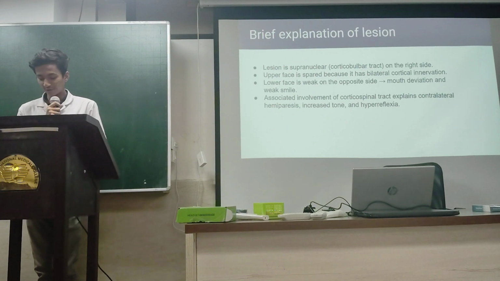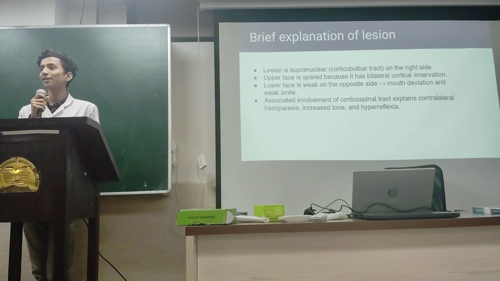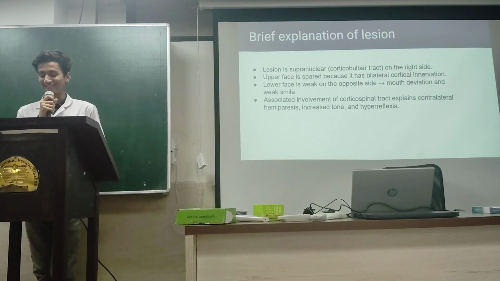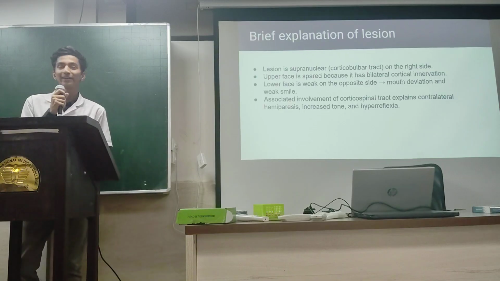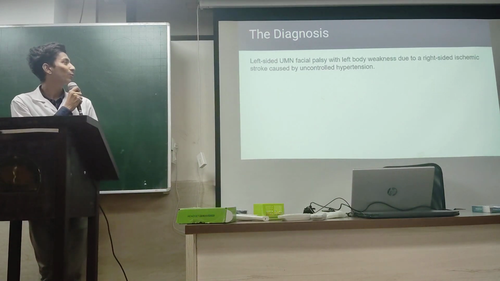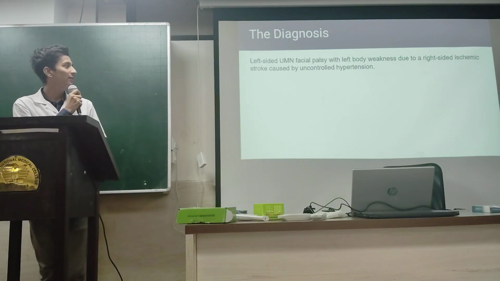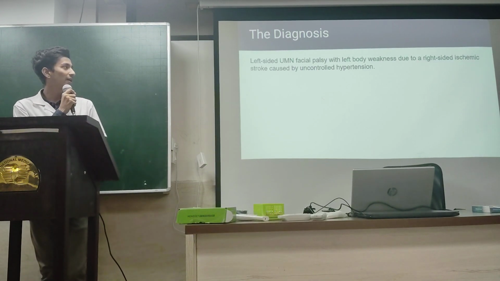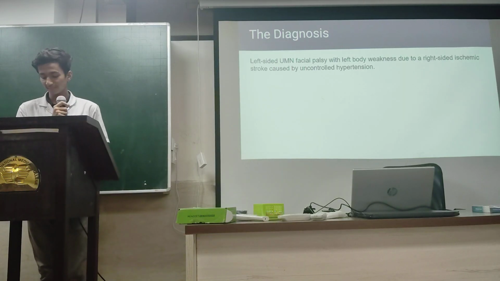Associated involvement of the corticospinal tract explains the contralateral hemiparesis, increased tone and hyperreflexia. The diagnosis is left-sided upper motor neuron facial palsy with left body weakness due to right-sided ischemic stroke caused by uncontrolled hypertension.